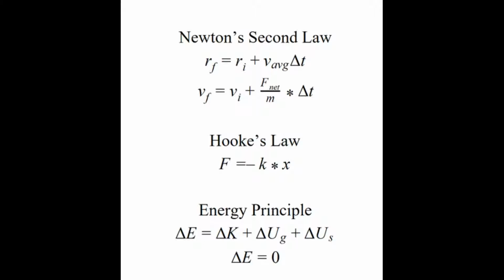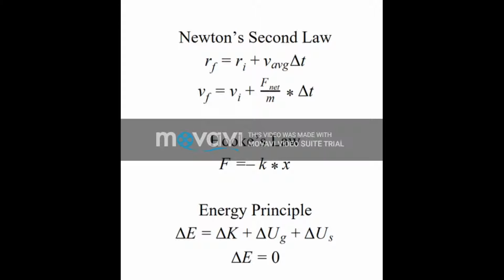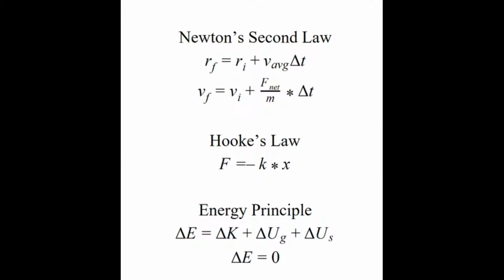The first was Newton's second law, which states that the final velocity of the spring can be found using initial velocity, net force, mass, and delta t. Furthermore, it states that the final position can be found using initial position, velocity, and delta t. The next was Hooke's law, which states that force can be found by multiplying the spring constant by the stretch.